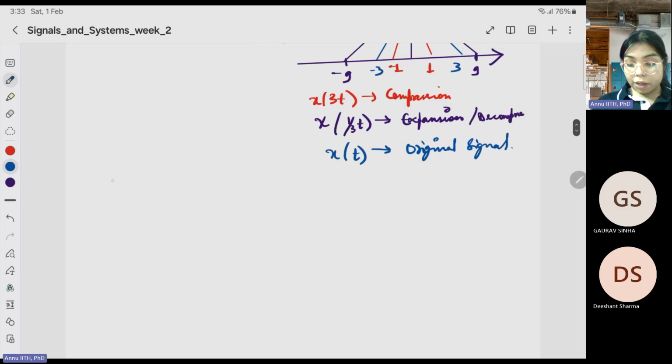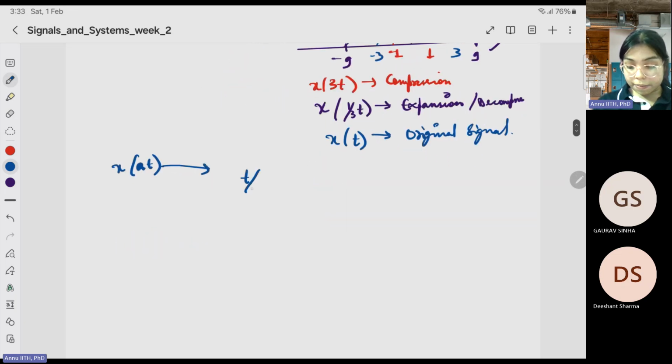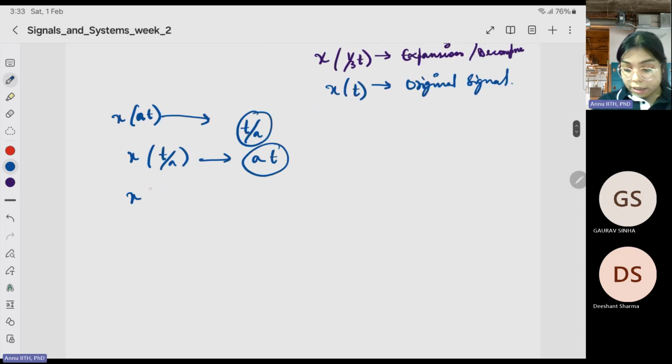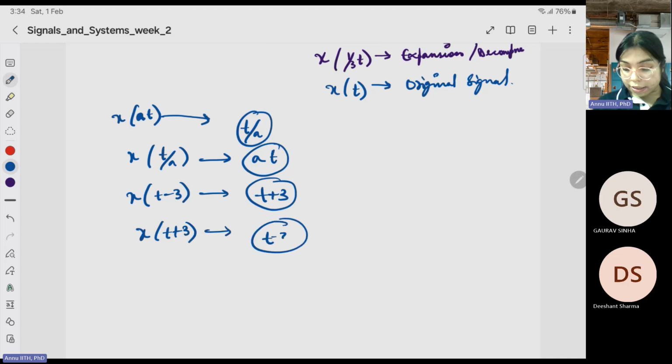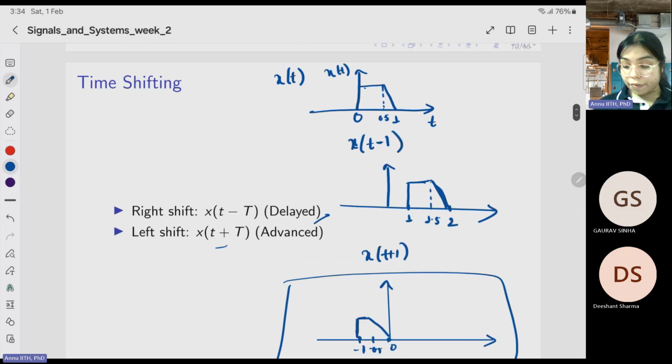So what is the trick is, if you have A somewhere, okay? If it is multiplication in time, you have to divide by A. And if it is t by A in time, you have to multiply by A. Similarly, if it is t plus 3, you have to do t minus 3 in the signal, like we did here. Okay, you are just shifting it to here.